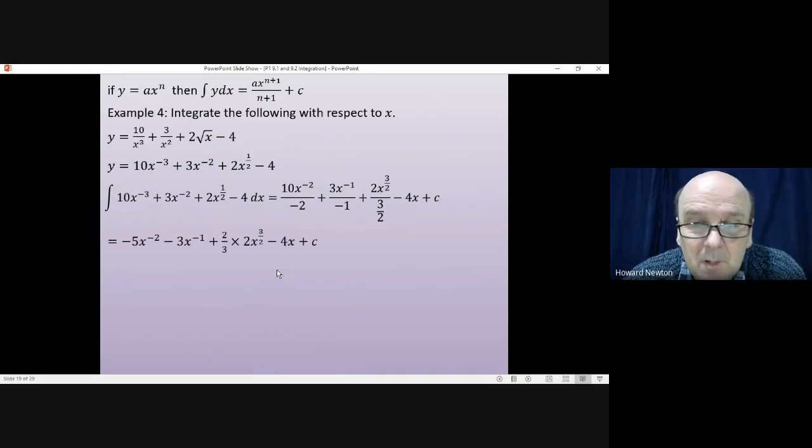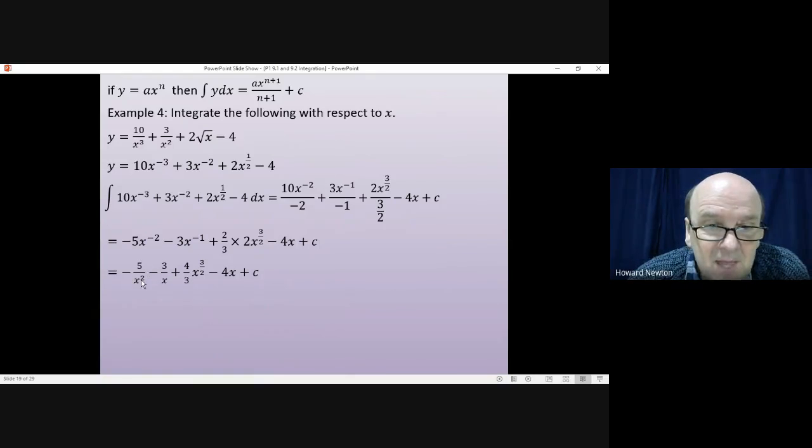Tidying that up would give me this, and tidying all of that up would give me minus 5 over x squared for the first term, minus 3 over x for the second term. And I combine all of this, I'll get 4/3 x to the 3 over 2 minus 4x plus c.